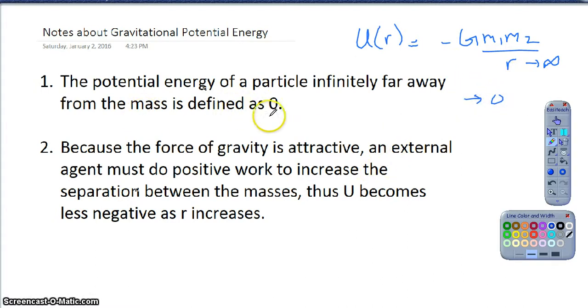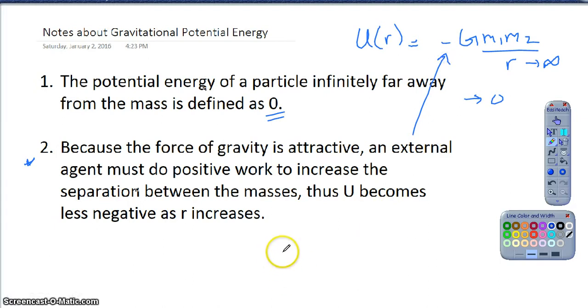So again, we define the potential energy at a point infinitely far away as 0, which allows us to then say we have negative potential energy as we work closer to get there. Because the force of gravity is always attractive, an external agent must do positive work to increase the separation between two masses, thus U becomes less and less negative as r increases, right? So again, this is really trying to emphasize what's going on with that negative in the equation.